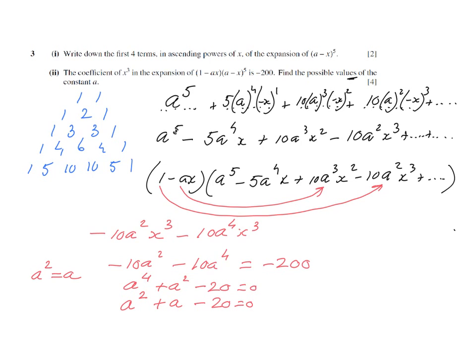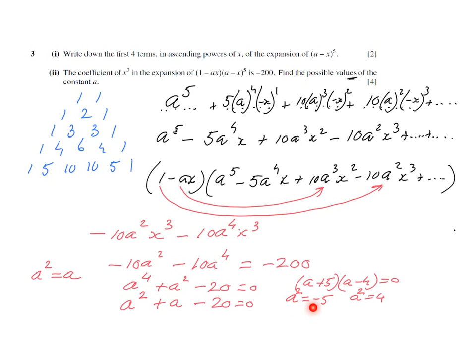How do I solve a quadratic? I can factorize it. So I'll continue here. It will be a plus 5, a minus 4 equals 0. So a can be minus 5 or it can be 4. However, we said that a is a squared. So that means that a squared can be minus 5 or a squared can be 4.